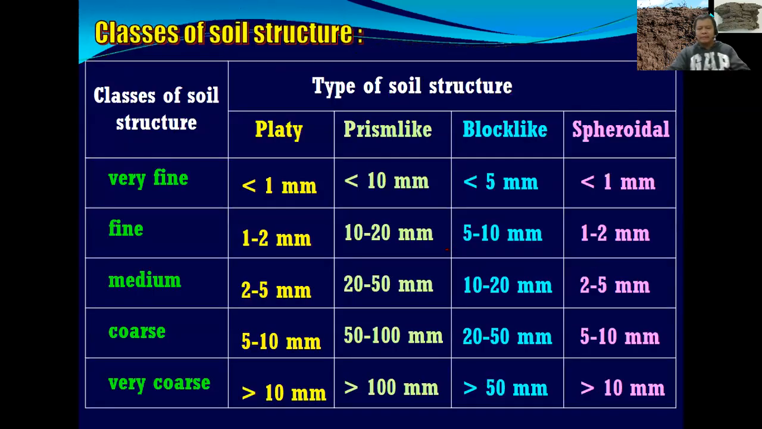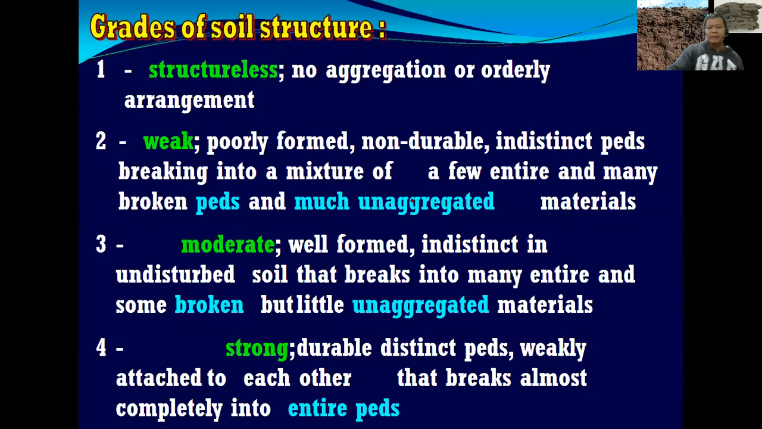No? All right. So classes of soil structure. What are the classes of soil structure? We have very fine structure, fine, medium, coarse, and very coarse. We also have the platy shape of soil structure. The very fine platy structure is less than 1 mm, and so on and so forth. The prismatic, less than 10 mm. So just be familiarized with that.